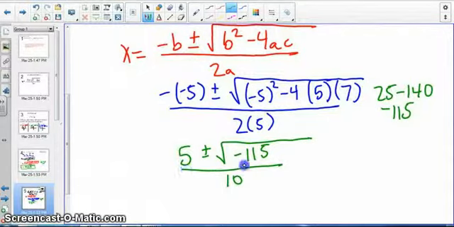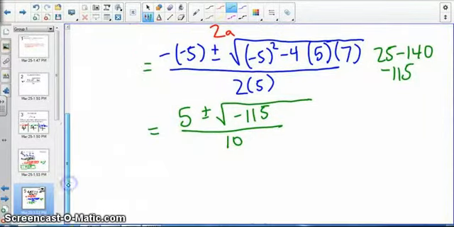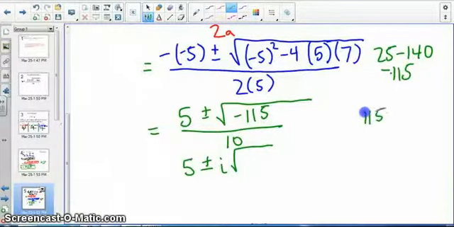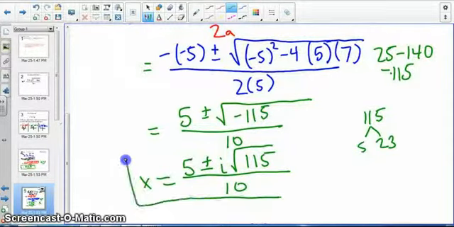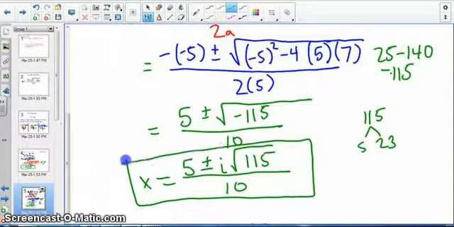Okay, so square root of negative 115 all over 10. So now, I do not like radicals underneath the denominator, so I can bring that i out. Now, can you break down 115? Well, we know any number that ends in a 5 or a 0 can be divisible by 5. 115 divided by 5 is 5 and 23. So 115 cannot be broken down any farther. So 5 plus or minus i radical 115 over 10. There's my final solution.